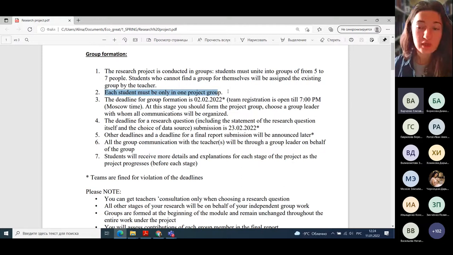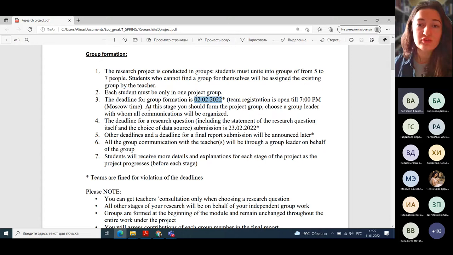And you will have several deadlines. The first deadline will be in more than 3 weeks, on the 2nd of February. This is the deadline for group formation. So the official deadline: the registration is open till 7 p.m. of the 2nd of February. At this stage, you only need to form the project group, and that's all.